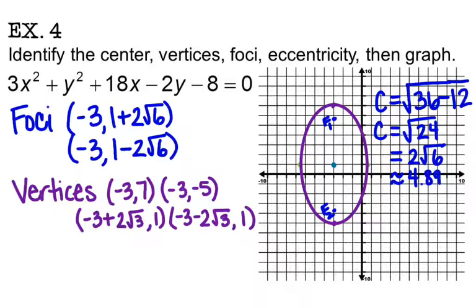Okay, then last is the eccentricity. So remember, eccentricity is c over a. So this would be 2 square root of 6 over 6, since we went 6 spaces up and down from the center. And this would reduce to the square root of 6 over 3.